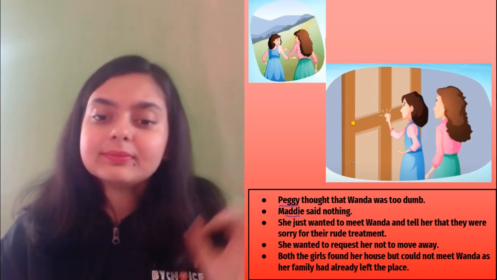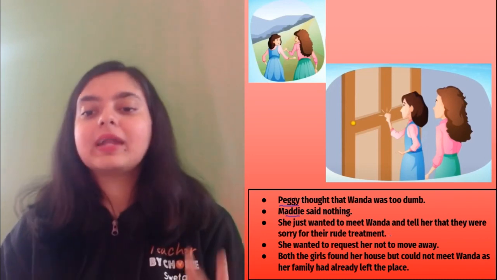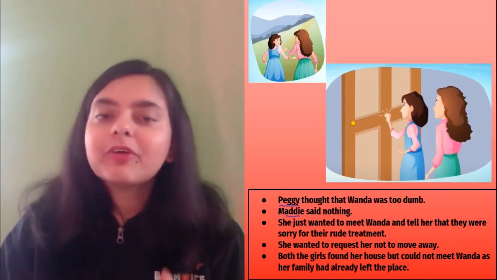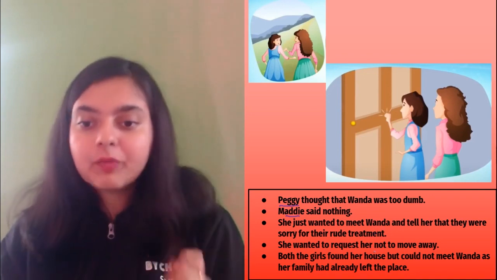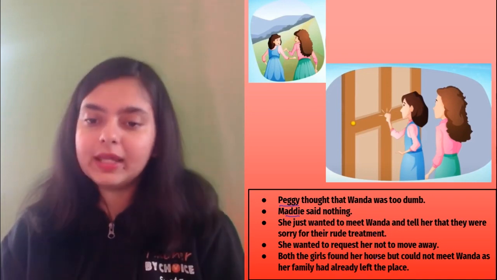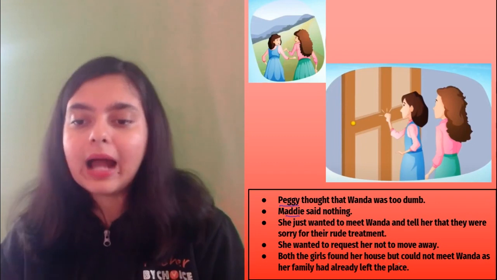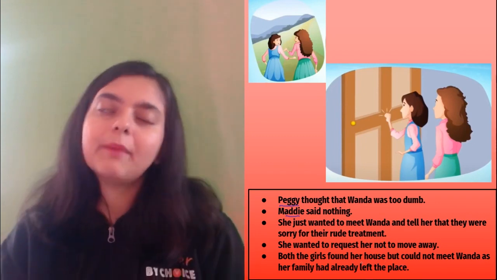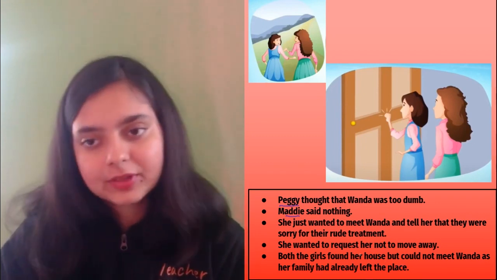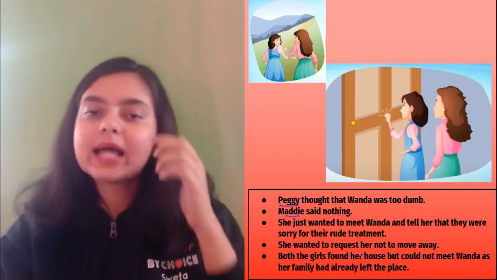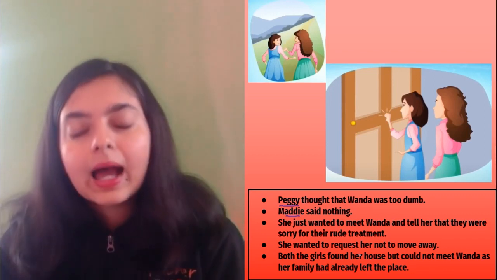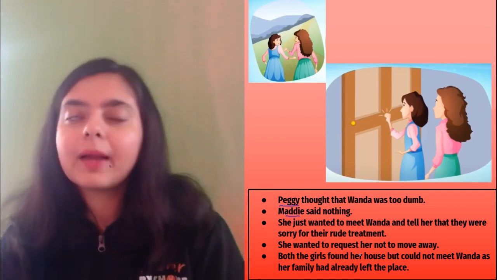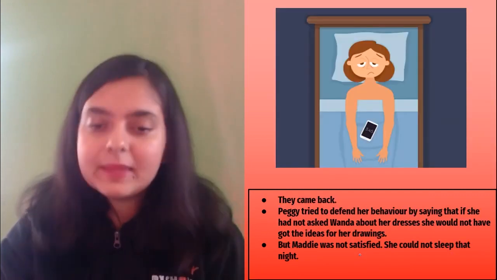Right? So she just wanted to meet Wanda and tell her that they were sorry for their rude treatment. So Maddie wanted to do that. She wanted to request her not to move away. Now, both the girls found her house but could not meet Wanda because the family had already left. So both of them could not meet Wanda, unfortunately. They wanted to ask her not to go back, but unfortunately could not meet her.